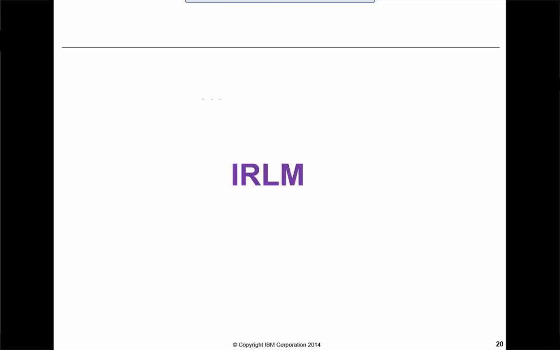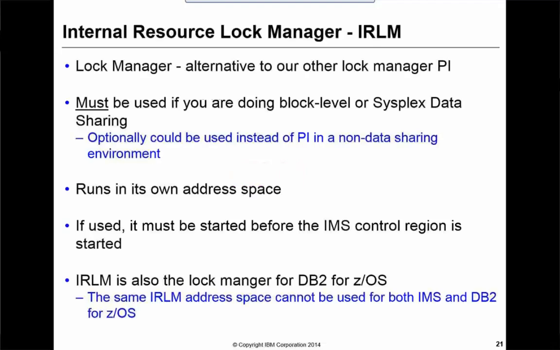IRLM, let's talk about IRLM. IRLM stands for Internal Resource Lock Manager, and it's an alternative to the PI. If you remember from video 2, we talked about that the locking modules in IMS are in the control region, and they're called PI. PI stands for Program Isolation. Well, an alternative to PI is you can use something called IRLM. And IRLM is an external lock manager. It runs in its own address space. It doesn't run within the control region.